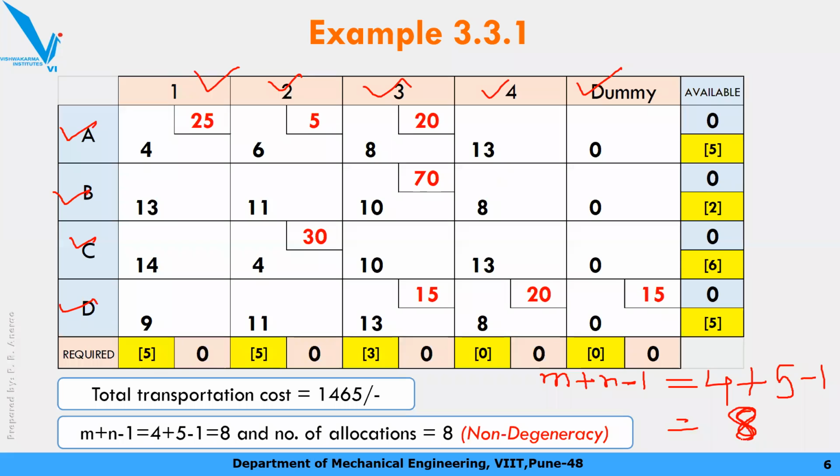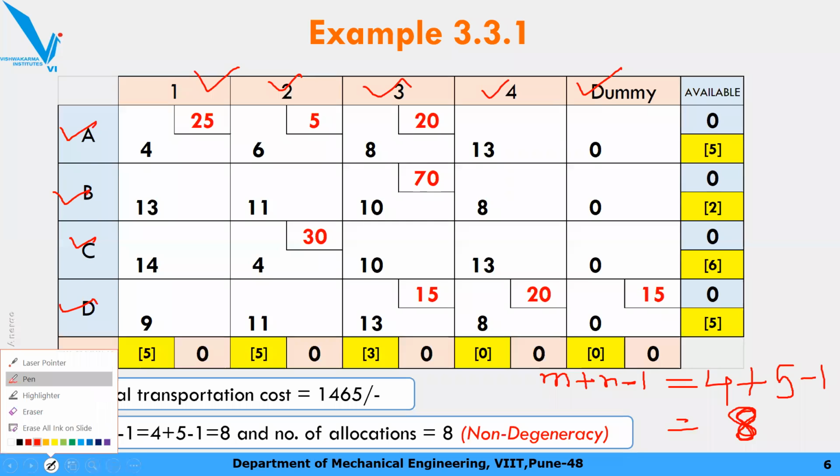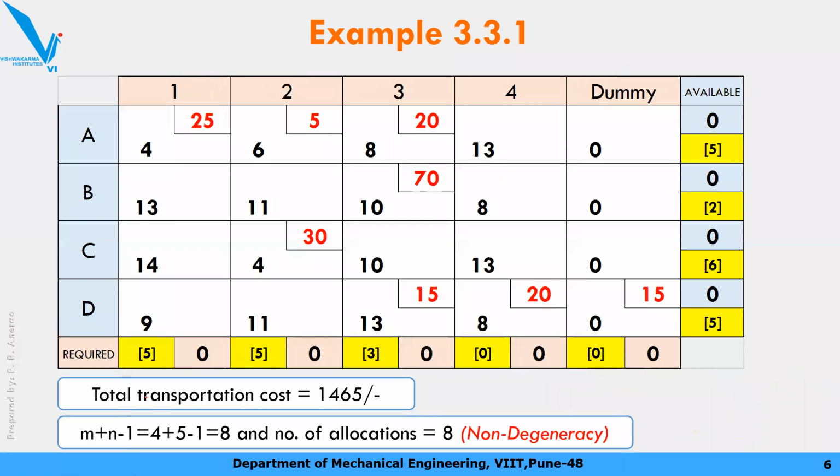So if the number of allocations is equal to 8, that means we are dealing with a non-degeneracy case. If the number of allocations is less than 8, that means the problem is degenerate, and how to solve it we will take up later. Okay, so in this case count the number of allocations. How many allocations did we make? 1, 2, 3, 4, 5, 6, 7 and 8.